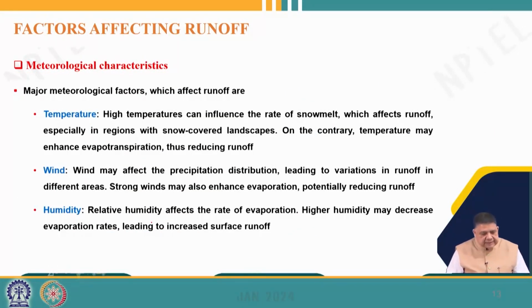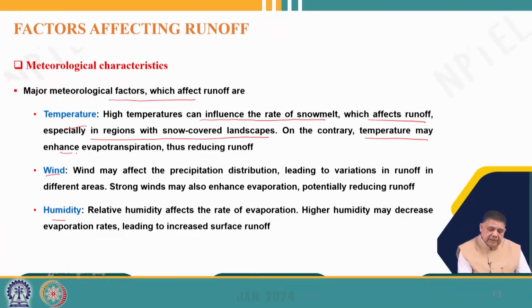Then meteorological characteristics. Of course, meteorological factors like temperature, wind and humidity have a significant role in runoff generation. High temperatures can influence the rate of snow melt, which affects runoff, especially in regions with snow covered landscapes. So, obviously, as you see, perennial rivers keep on getting water even during the lean period or non-monsoon period because of the snow melt. On the contrary, temperature may enhance evapotranspiration losses and thus reduce the runoff. So, depending upon which season and which time we are talking about, the effect of temperature can be seen.